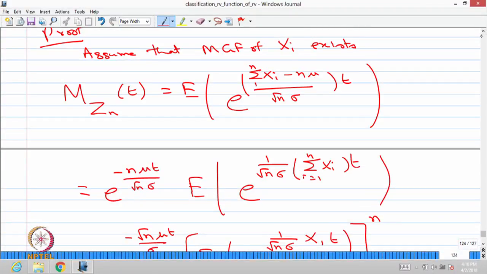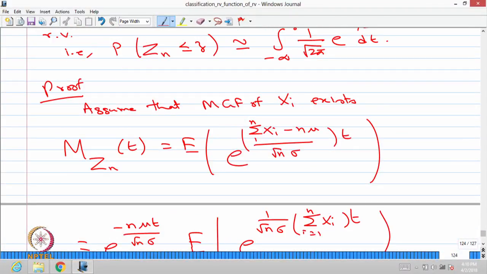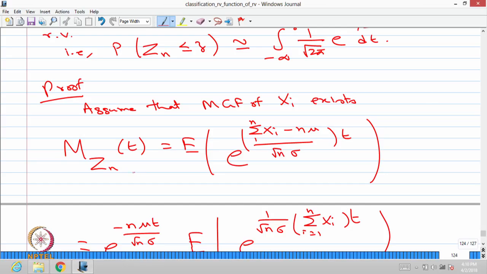In this proof, we have made the assumption that MGF exists. Now we can see how the proof goes when we do not have the assumption of MGF. The similar derivation I can go for with the characteristic function. So, the characteristic function of Zn of t is going to be expectation of e power the whole expression, where t is replaced by i times t, where i is square root of minus 1. For that I do not need any assumption, because the characteristic function exists for all random variables. Therefore, the characteristic function for Zn exists. So, I can directly compute the characteristic function of Zn.